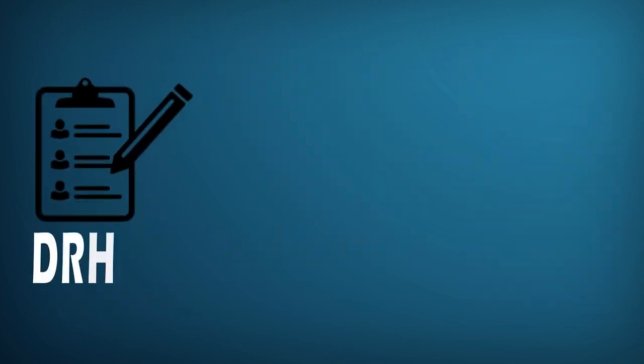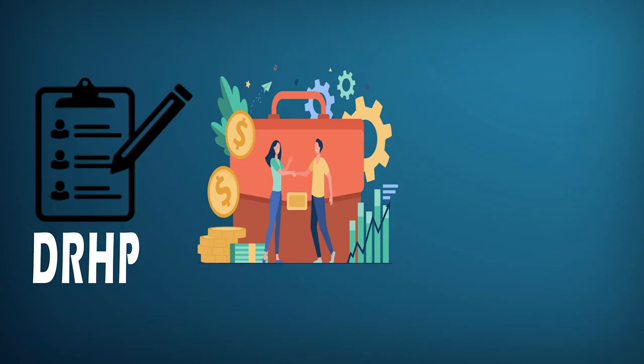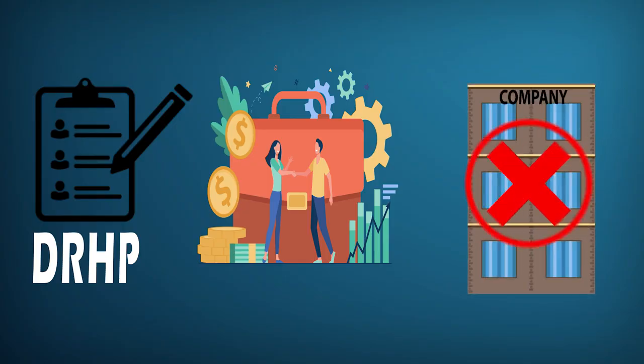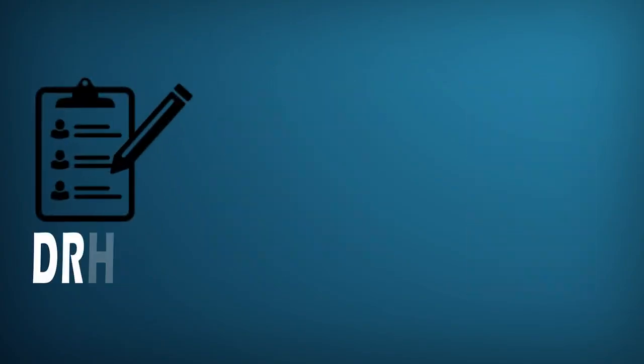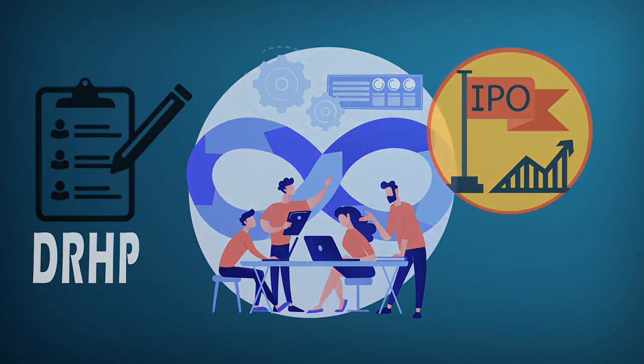The DRHP is one of the most important documents as it acts as a source of information helping investors decide on whether they should invest in the company or not. This document is also used by the underwriters to market the IPO.